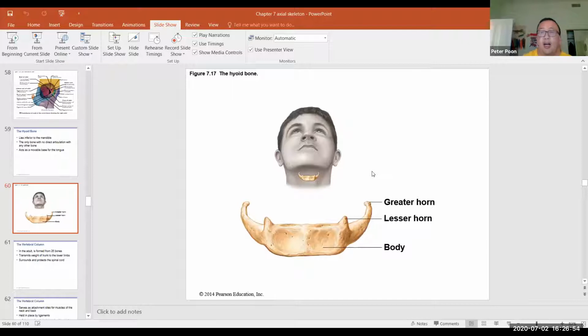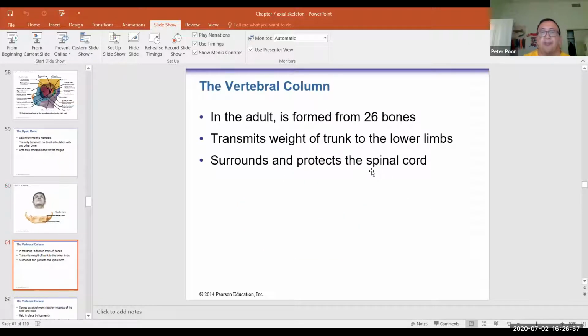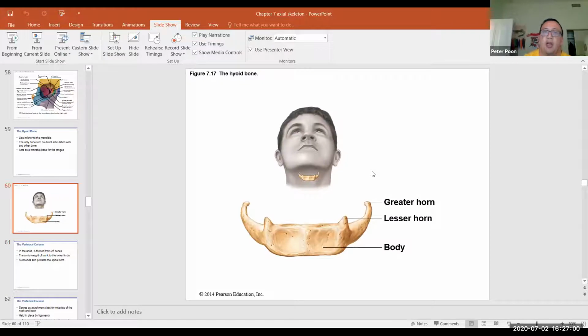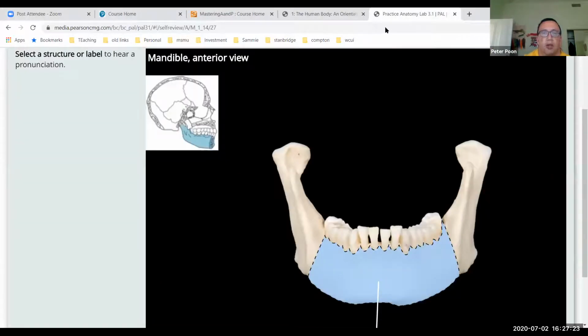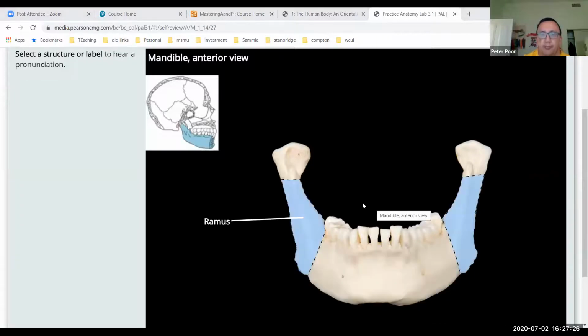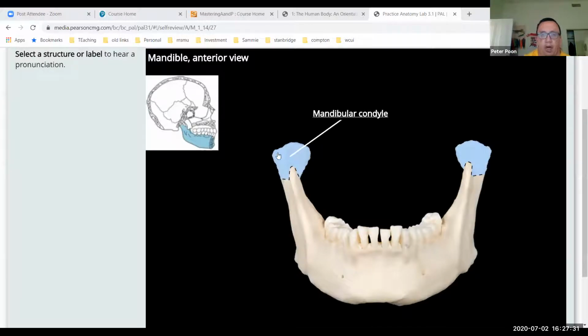All right. Moving on, the vertebral column. Actually, before I do that, I will switch modes here and go back to the PAL, which is the AP software. And so you can hopefully see. Okay, so here is the mandible. So you can see the body. This is the ramus. This is the mandibular condyle.